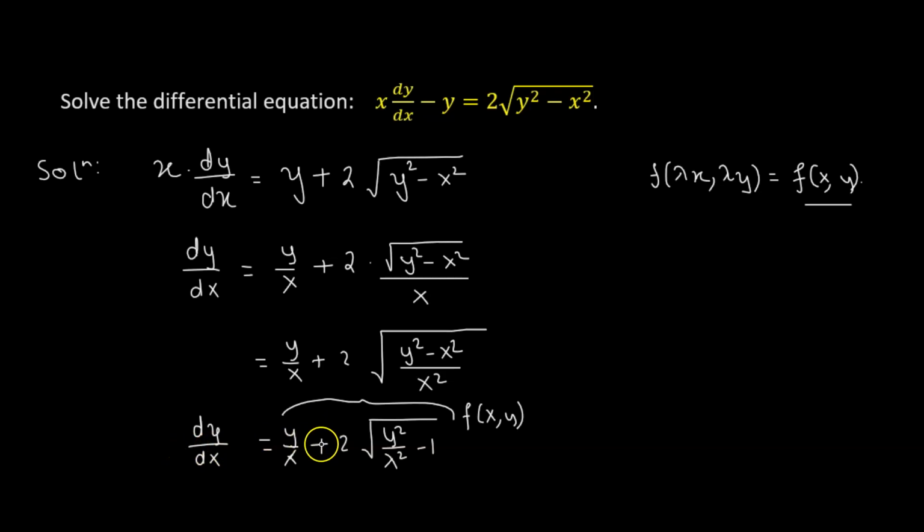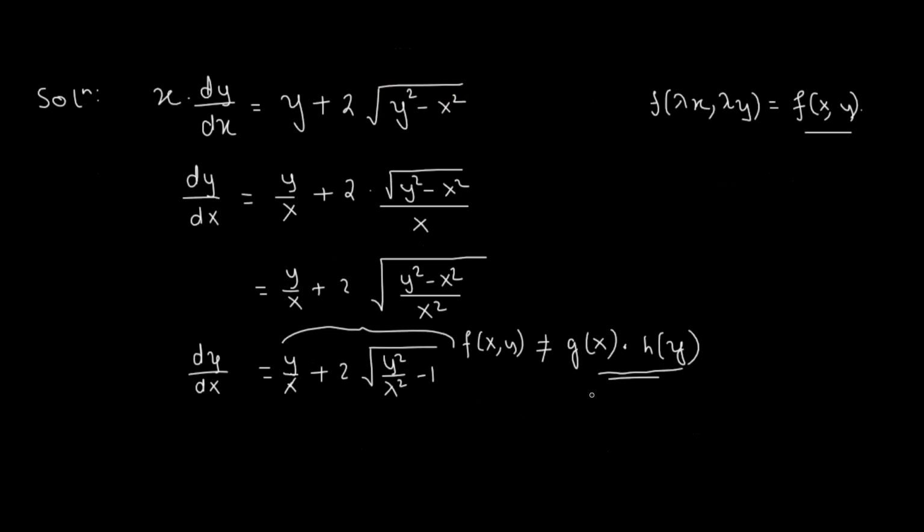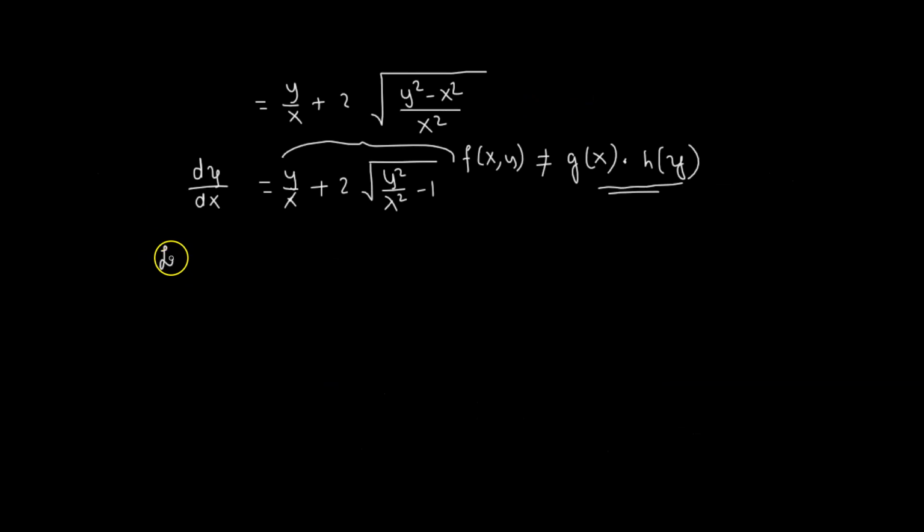Now to solve this, we cannot straight away apply the method of variable separation here. That's because our function f of x, y cannot be expressed as the product of two functions, g and h, where g is a function of x only and h is only a function of y. Only when this is true can we use the method of variable separation. However, if we make the substitution y over x equals some variable v, then our differential equation reduces to a variable separable form.